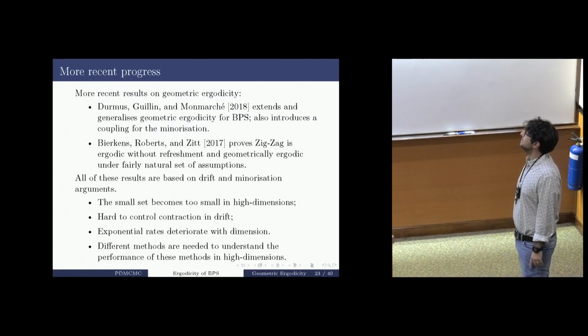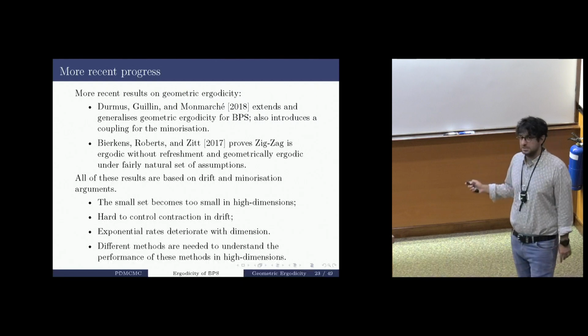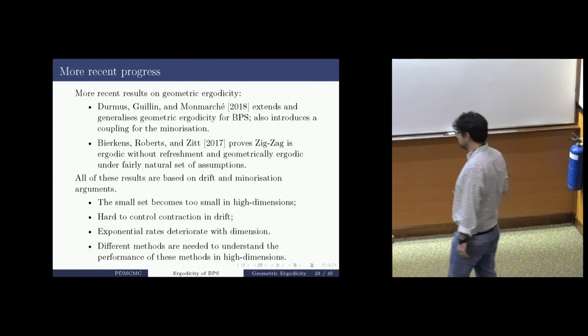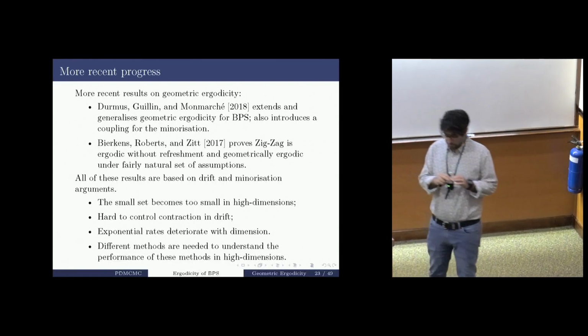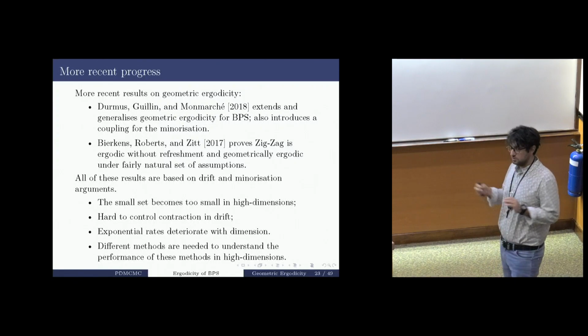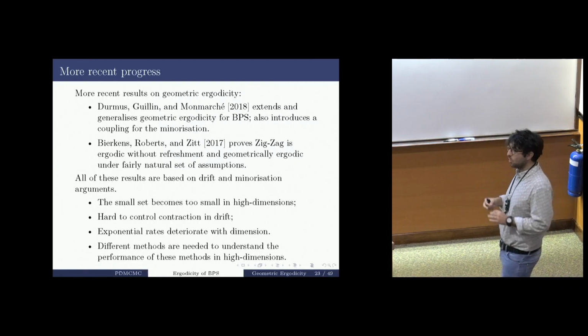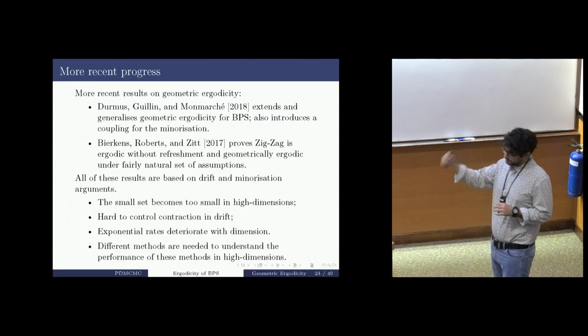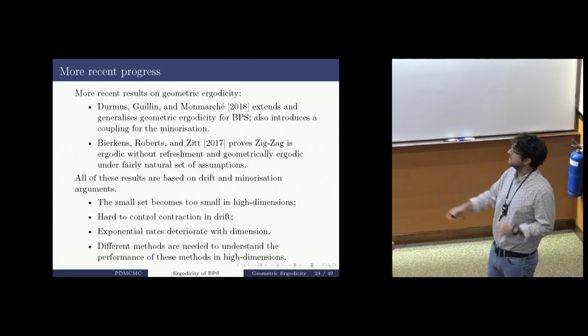So in all of these cases, as usually with drift and minorization conditions, except maybe for very carefully designed Gibbs samplers, the small set that you use in the minorization gets small very quickly in the dimension, and that kills your return probabilities.